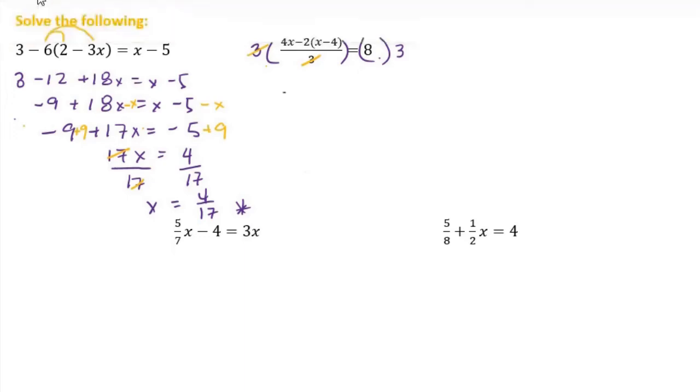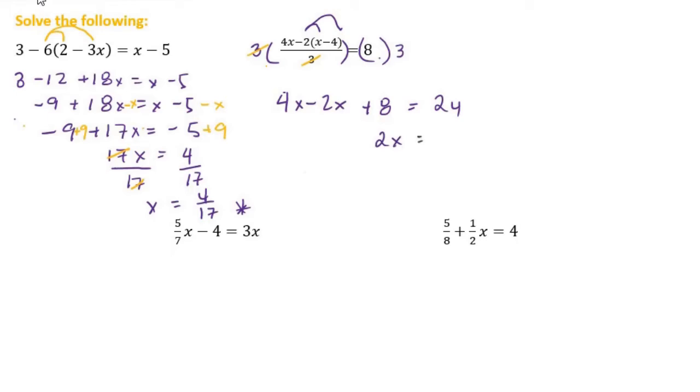So what's left over here is I've got 4x minus 2 times x, so minus 2x, and then minus 2 times negative 4. Negative 2 times negative 4 is positive 8. And on the right-hand side, I have 8 times 3 is 24. Collecting like terms on the left-hand side gives me 4x minus 2x is 2x.